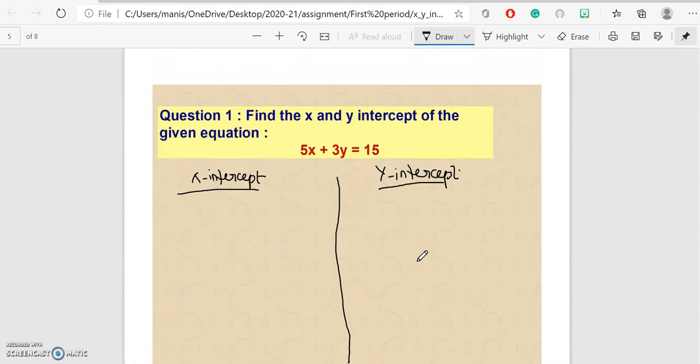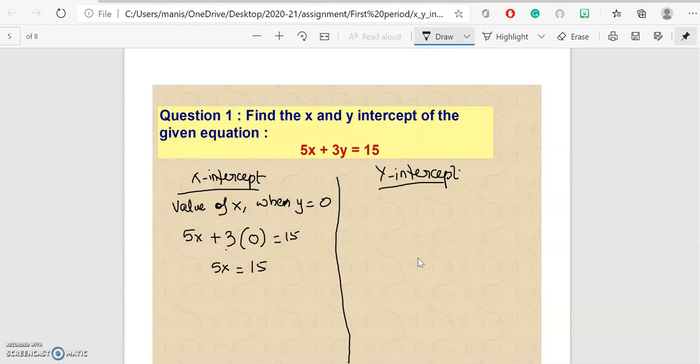Now what is the x-intercept? Value of x when y is equal to 0. So you need to write this equation, 5x plus 3y equals 15, but you have to change your y to 0. 3 times 0 is 0, so you are left with 5x is equal to 15. After this, you divide by 5 on both sides, and your answer is 3.